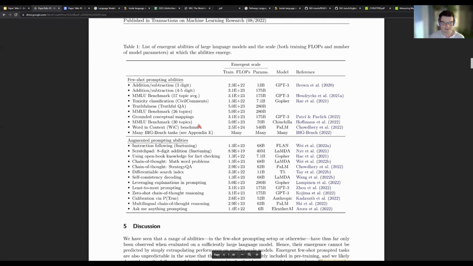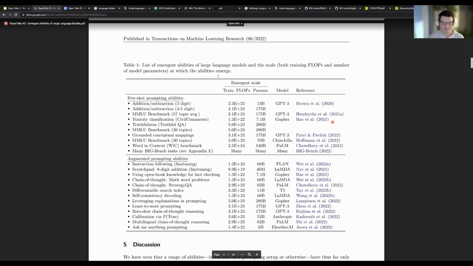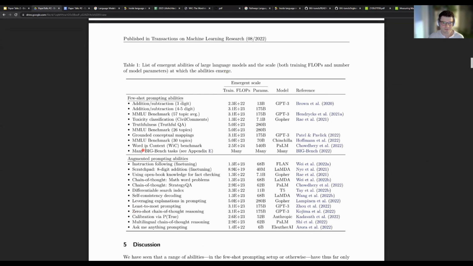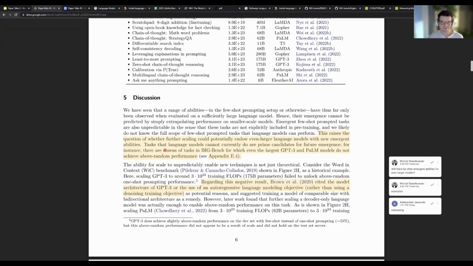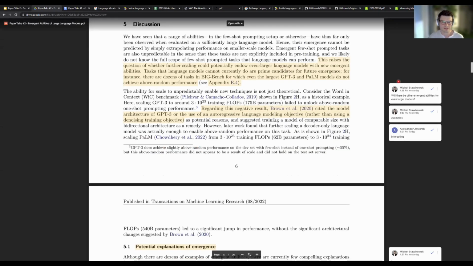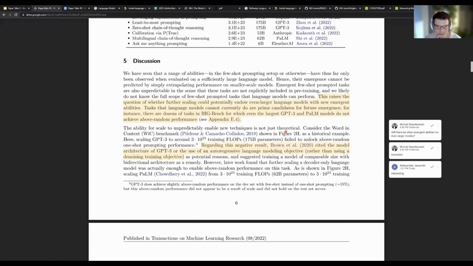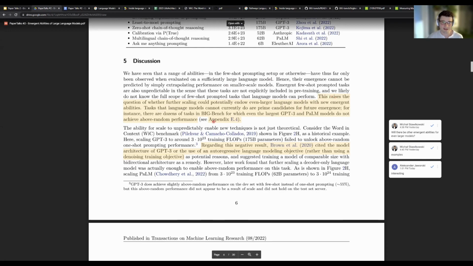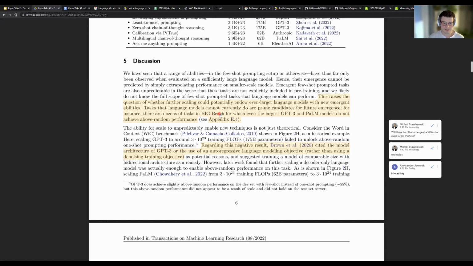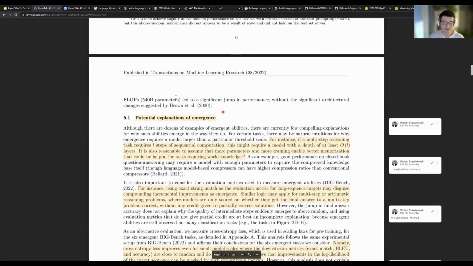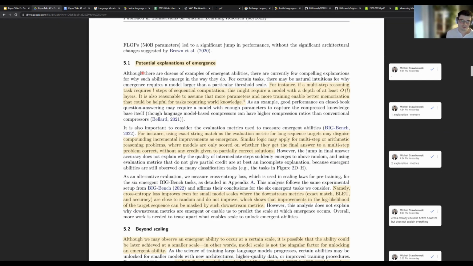And maybe I will skip a little bit. Here are all of these results of these tasks, and here we have discussion from the authors. So maybe we are really short on time, so I'll pick some of the most interesting points to conclude. In some way, here they are saying there are still some tasks that are too hard for these models, and they are proposing some potential explanation of emergence.